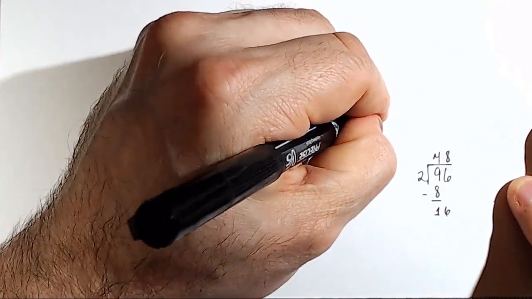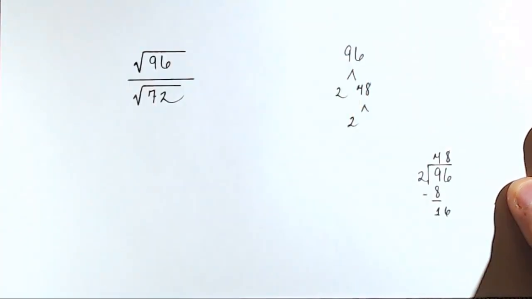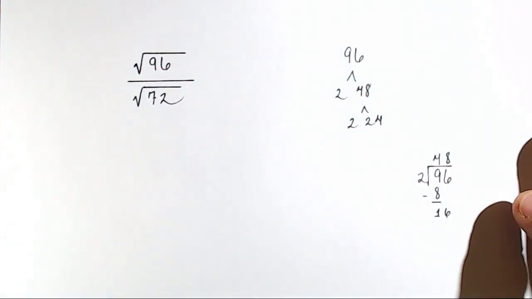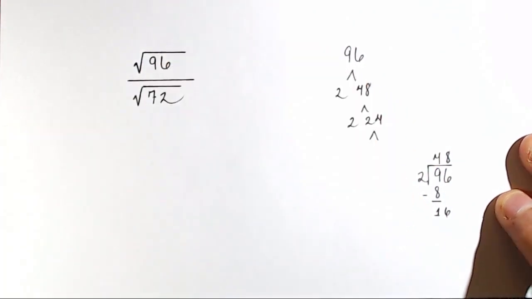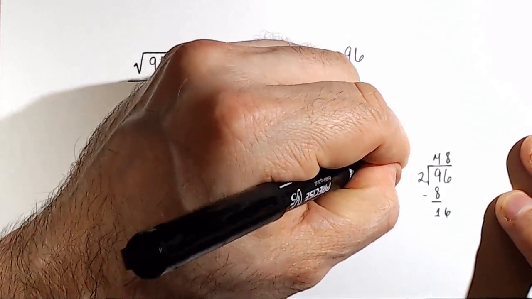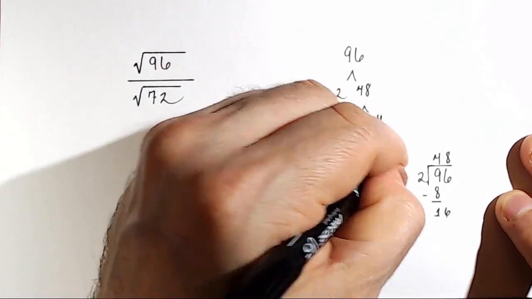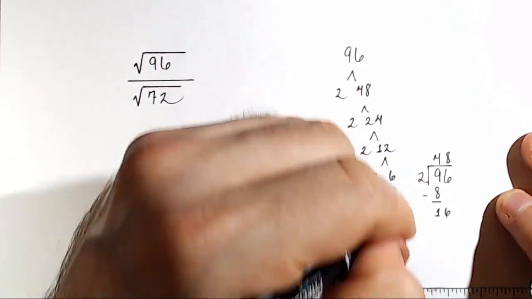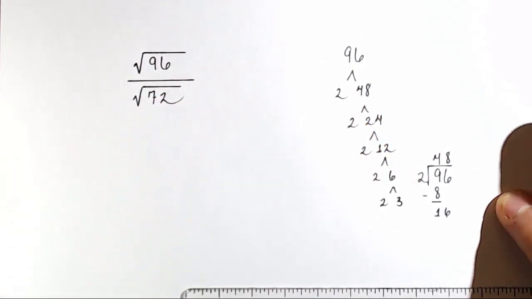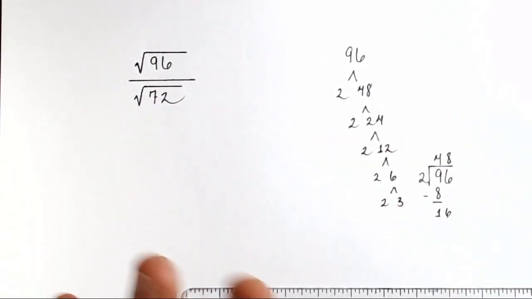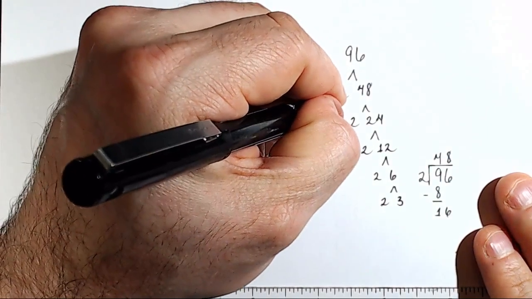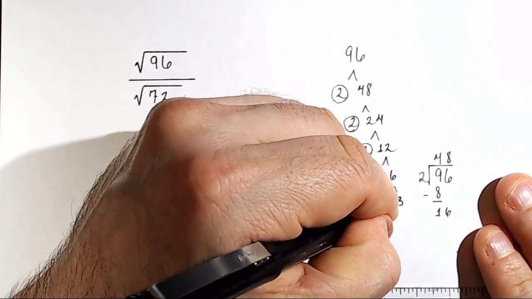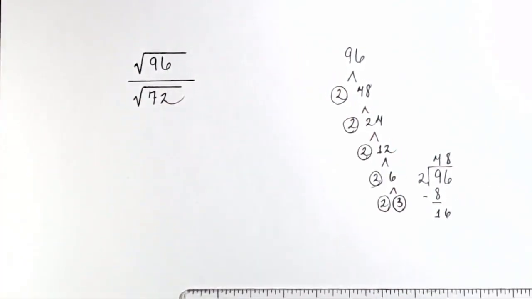48 is not prime, so we'll split that again. 2 times 24. I think most of us could see that in our heads. 24 is not prime, so we split that again. 2 times 12. 12 is not prime, so we'll break it down further into 2 times 6. And one more time, 6 is 2 times 3. And that terminates it. See, there's no more factoring to be done. So these are the prime factors of 96: 2 times 2 times 2 times 2 times 2 times 3.